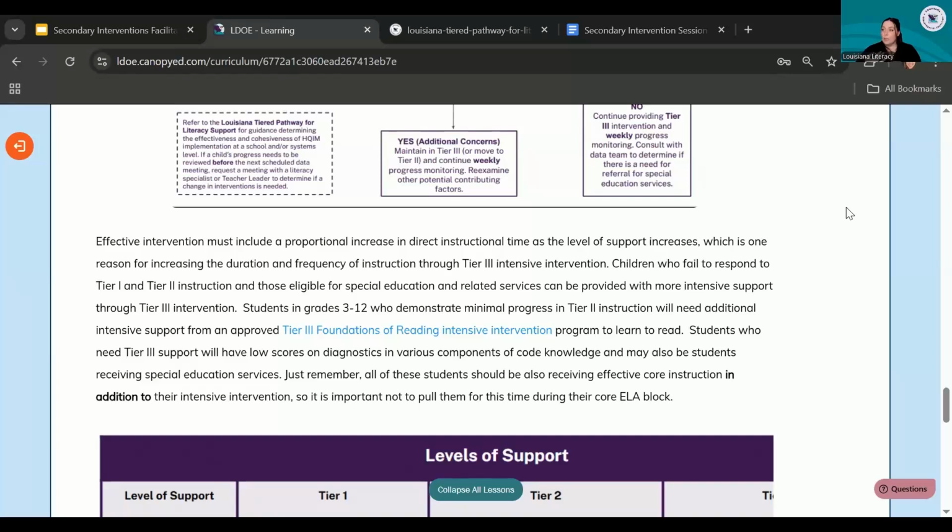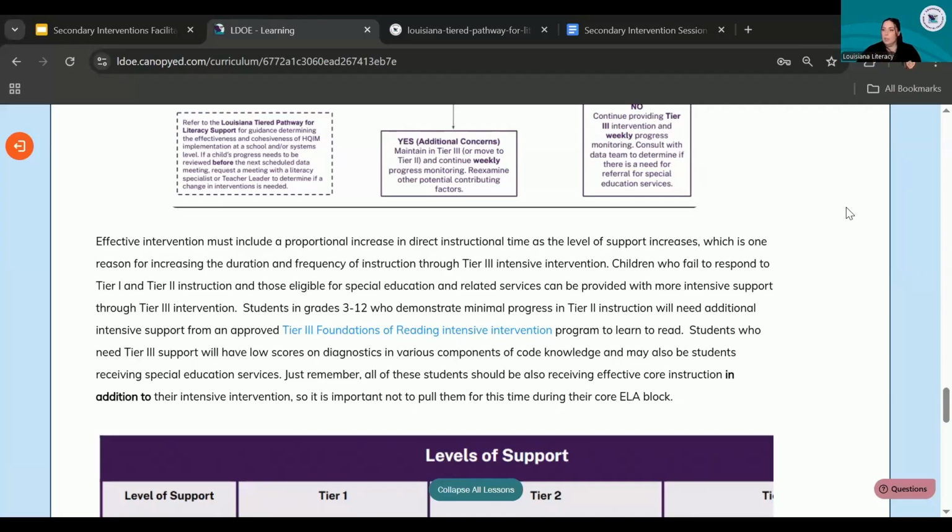If children are not responding well to tier 1 and tier 2 instruction, or if they're eligible for special education services, then that intensive support through tier 3 intervention is probably a good place for them to be. Students in 3 through 12 who are demonstrating some minimal progress in tier 2 instruction might just need some additional support as well in tier 3.